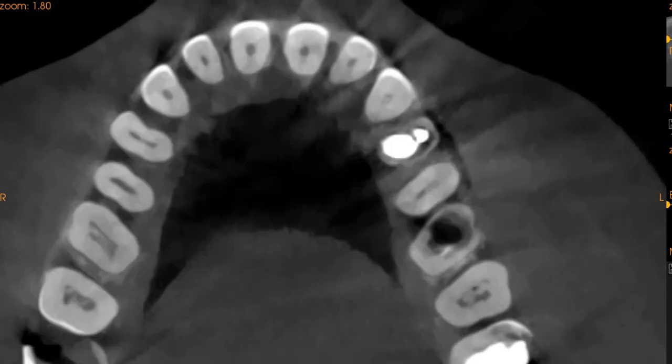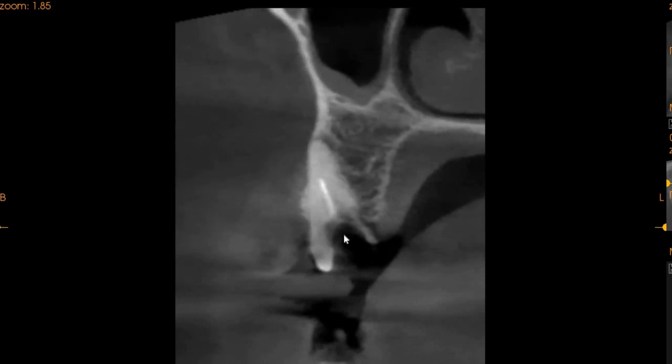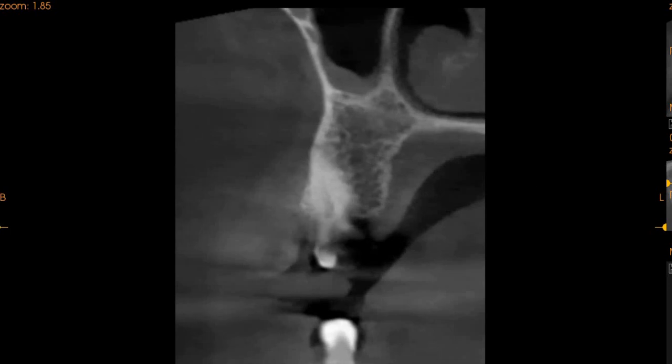Moving to the upper left first molar, we can see that in the mesial root the obturation seems to be fairly short, and there is a radiolucency communicating with the buccal cortical plate. The tooth structure does not seem to be very supportive. We don't have any significant structure left in the tooth.